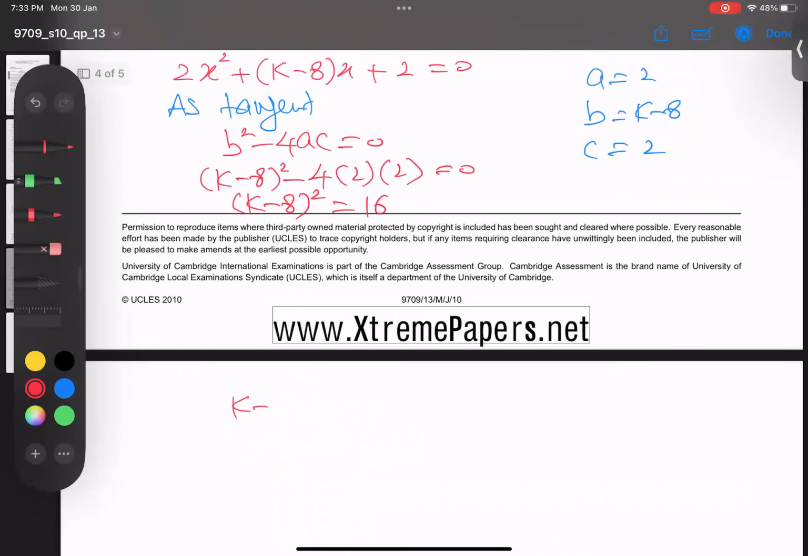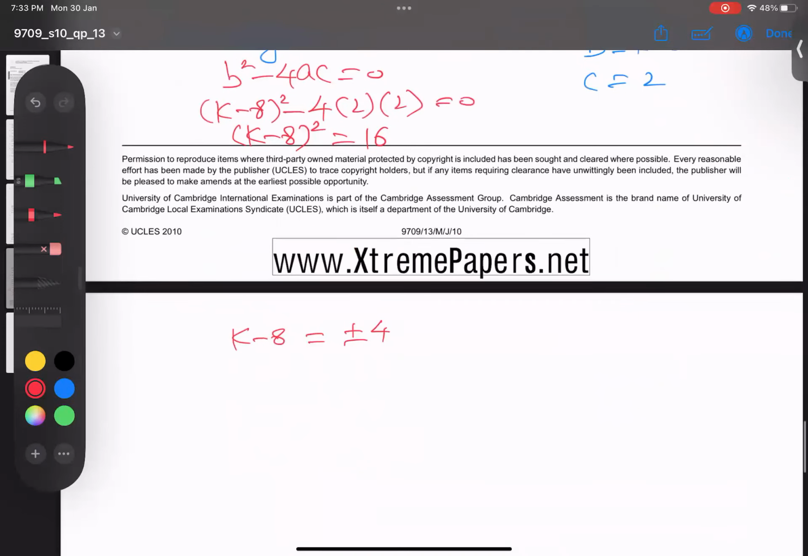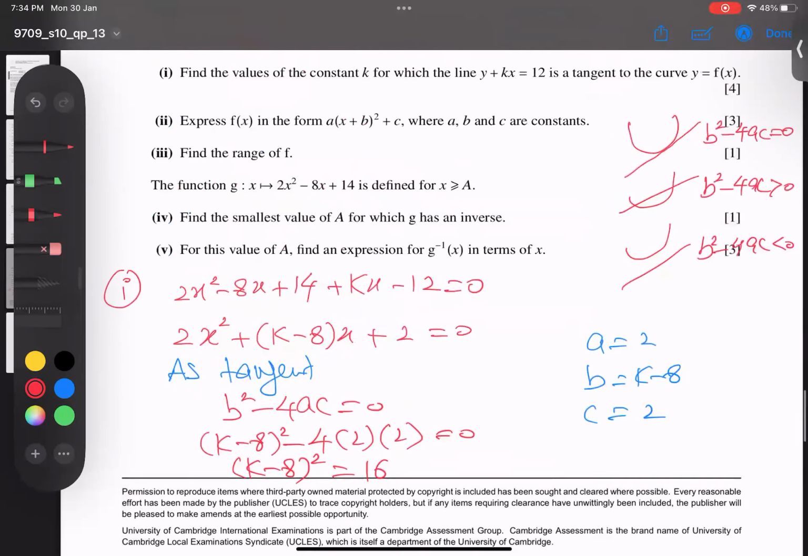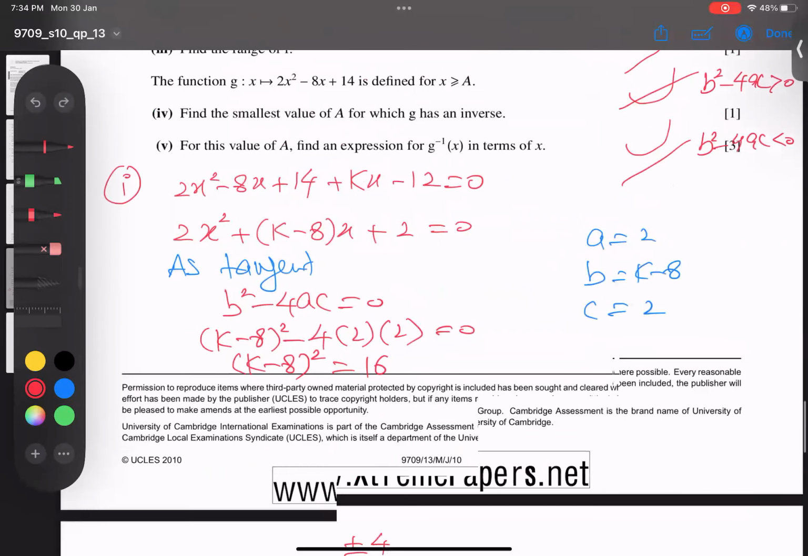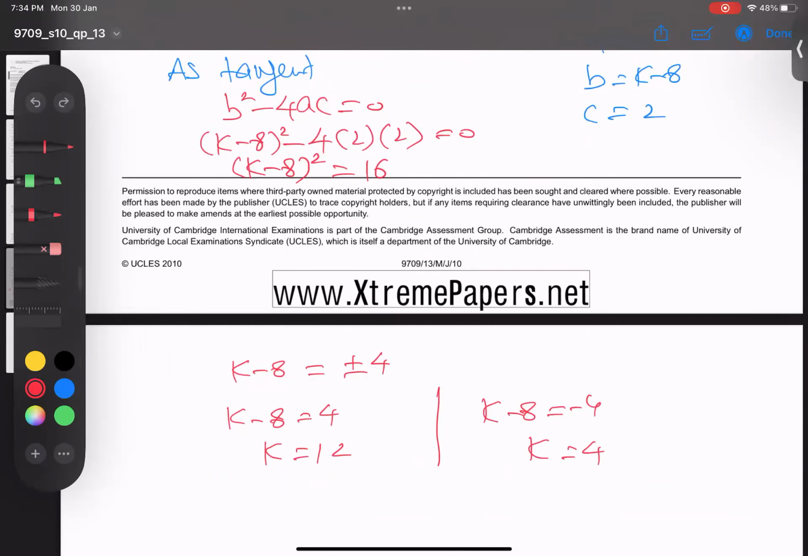When I take the root of both sides, I get plus and minus 4. I will break it in two parts: k minus 8 equals 4, and k minus 8 equals minus 4. k becomes 12, and k becomes 4. So we got the two constant values of k that he is asking. Alhamdulillah Rabbil Alameen. I believe you got the point very clear.